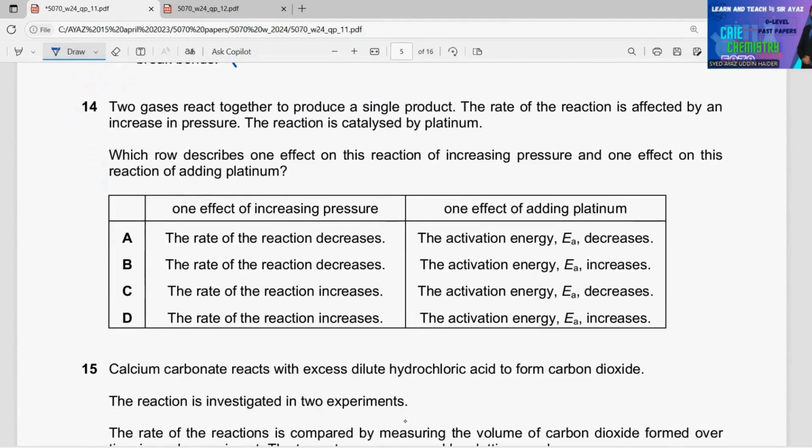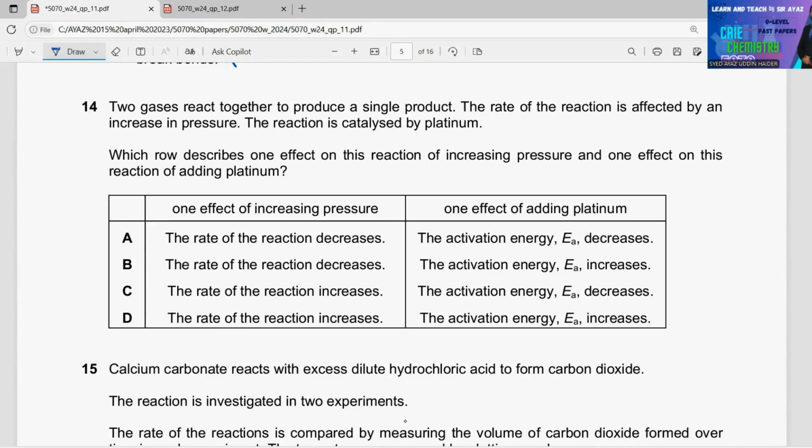Number 14. Gases react together to produce a single product. The rate of the reaction is affected by the increase in pressure. The reaction is catalyzed by platinum. Which row describes one effect on this reaction of increasing pressure and one effect on this reaction of adding platinum?